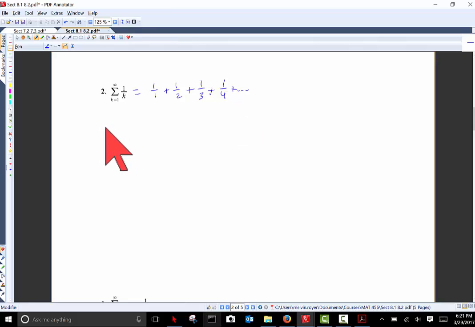It turns out that the harmonic series is divergent, so we're going to show that the sequence of partial sums does not converge, and the way we'll do that is to show that the sequence is not Cauchy. Remember, a sequence is convergent if and only if it's Cauchy. I'm trying to show the sequence is divergent, so we'll show that it is not Cauchy, and hence it'll be divergent.